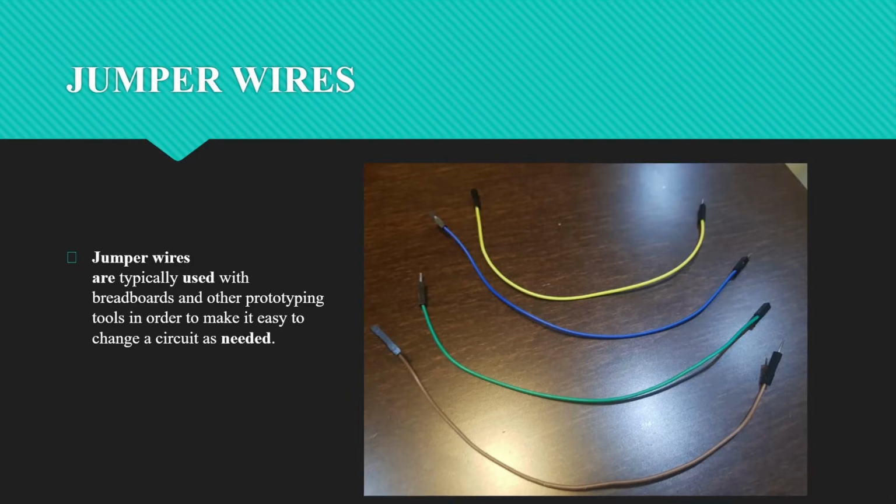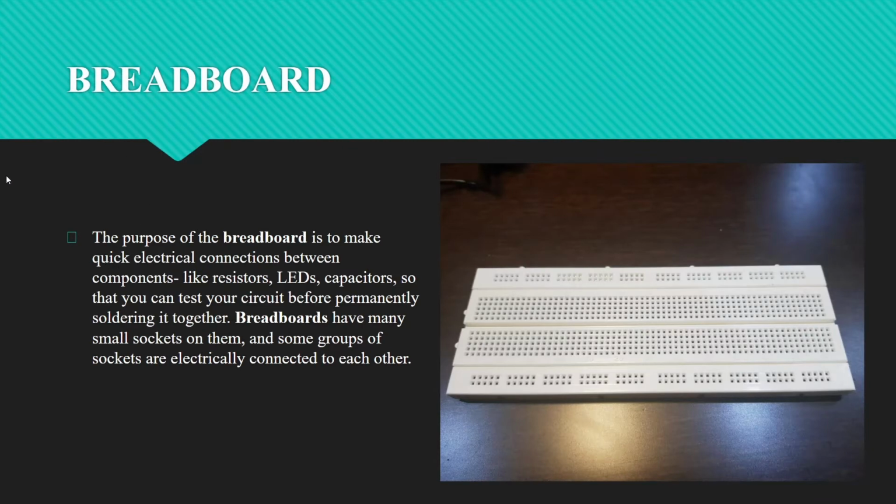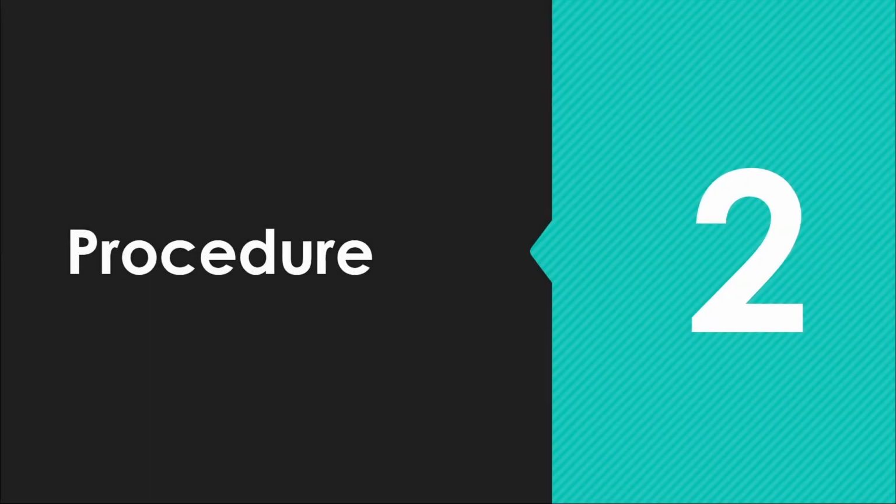Lastly, the breadboard. The purpose of the breadboard is to make quick electrical connections between components like resistors, LEDs, and capacitors, so that you can test your circuit before permanently soldering it together. Breadboards have many small sockets on them, and some of the groups of sockets are electrically connected to each other. Procedure.